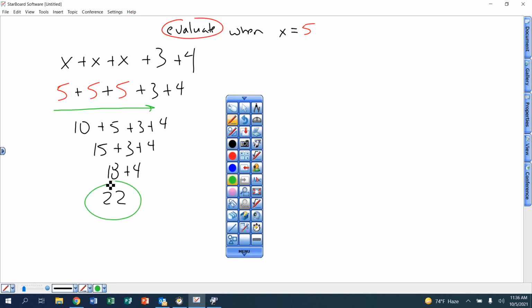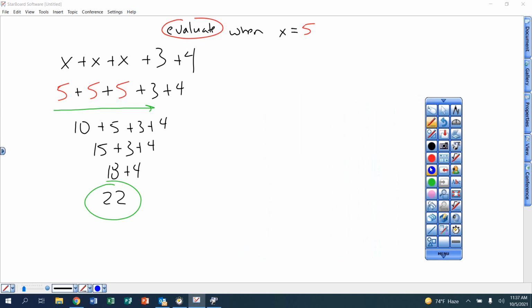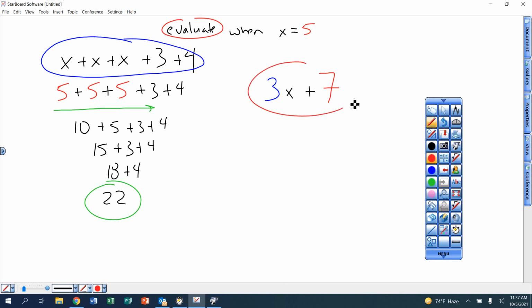We want you to know that the first word, by the way, the first word is haze. Haze. We want you to know that we can take that expression and condense it, write it as an equivalent expression. Since I have 3 of those x's, I could write that as 3 times whatever that x number is going to be. And because I have 3 plus 4, I could combine those 2 numbers because they're plain numbers to give me 7. And I could use that. This is equivalent. Adding 3 x's plus 3 plus 4 is the same as 3 times x plus 7.